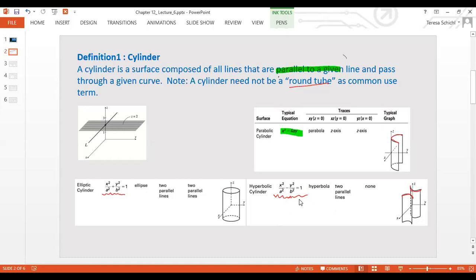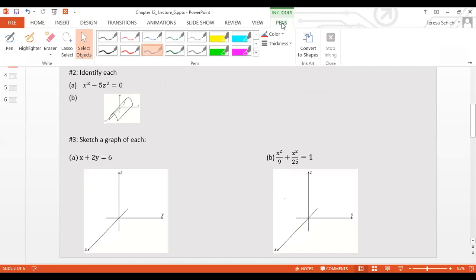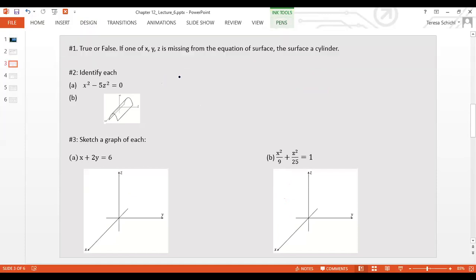Okay, so now based on these, let's take a look at our examples. The first one asks, true or false: if one of the variables x, y, or z is missing from the equation of the surface, then the surface is a cylinder. This is a true statement, and that's our definition.